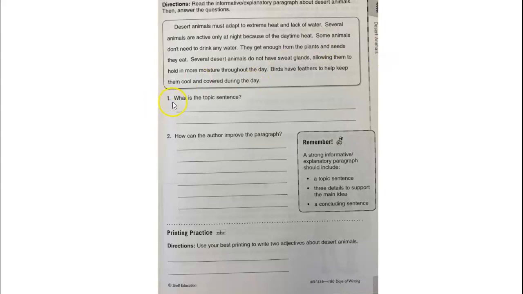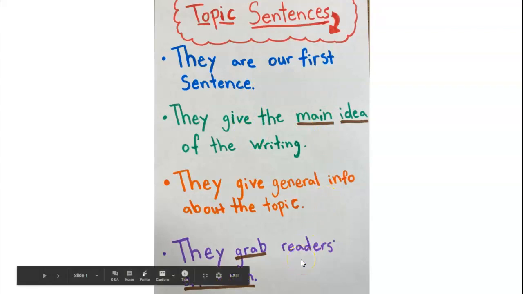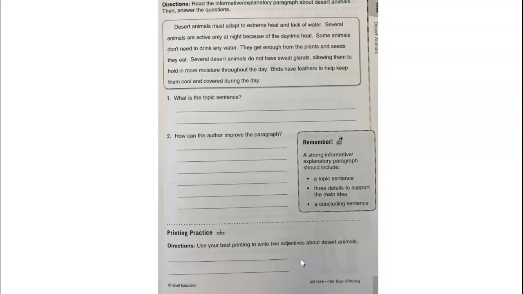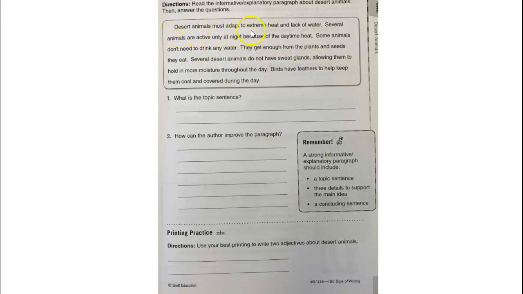So our very first question is, what is the topic sentence? Okay, so we're trying to find the topic sentence in here. If we go back and look at our anchor chart, we know that it's usually the first sentence. It gives the main idea of the writing, it gives general information about the topic, and it grabs our attention. So, looking in here, it's usually the first sentence. So let's read that one. Desert animals must adapt to extreme heat and lack of water.